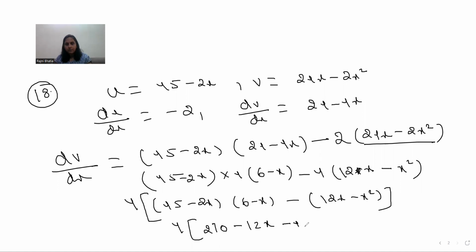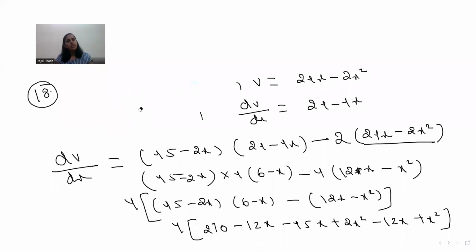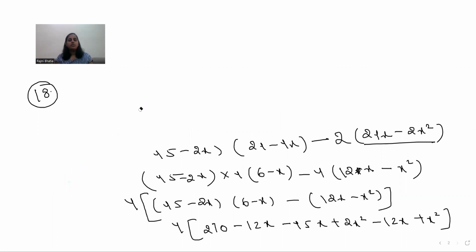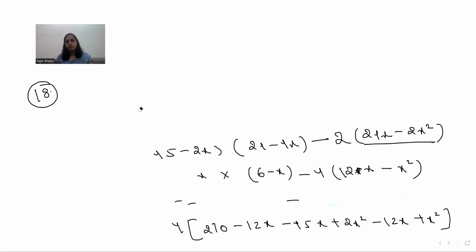Minus 12x, minus 45x, plus 2x square, minus 12x plus x square. So when I simplify this, I'll get a quadratic equation in x. Then on this quadratic equation, I'll apply splitting the middle term to find all the possible values of x. And then accordingly, I'll apply the second derivative test to find the maximum volume.